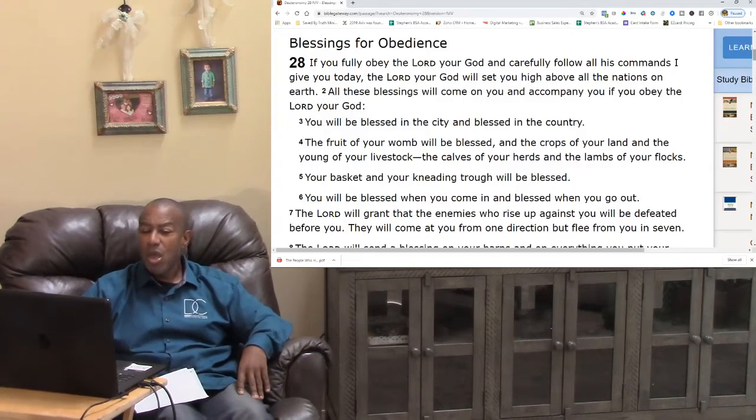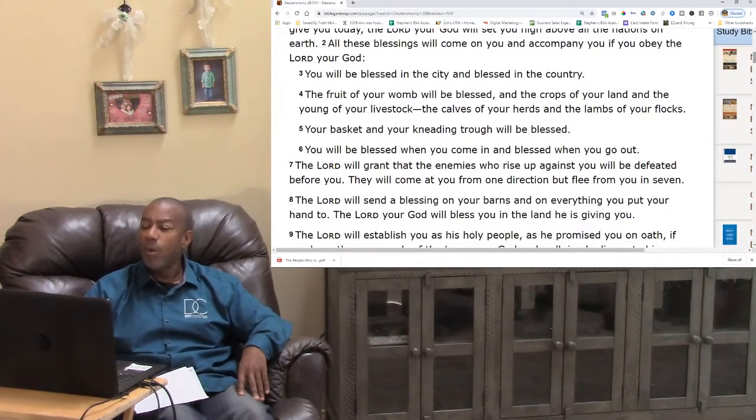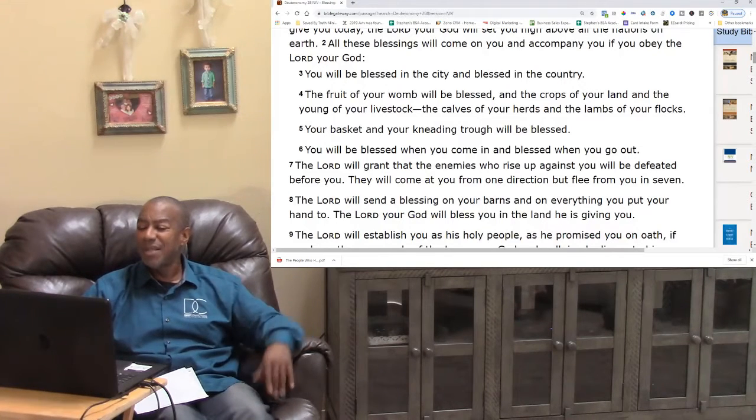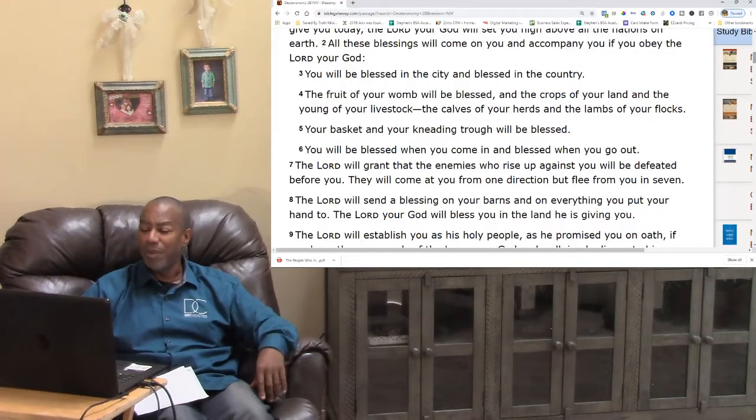Let's keep reading. You'll be blessed in the city and blessed in the country. The fruit of your womb will be blessed, and the crops of your land, and the young of your livestock, the calves of your herd, and the lambs of your flocks. Your basket and your kneading troughs will be blessed. You will be blessed when you come in, and blessed when you go out.